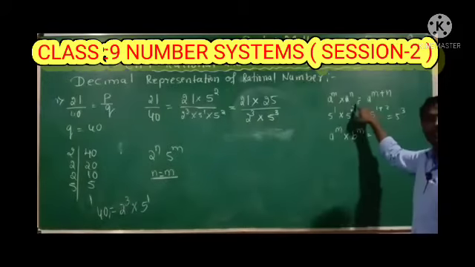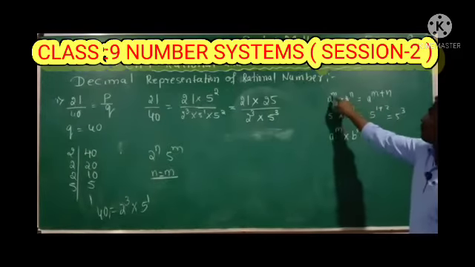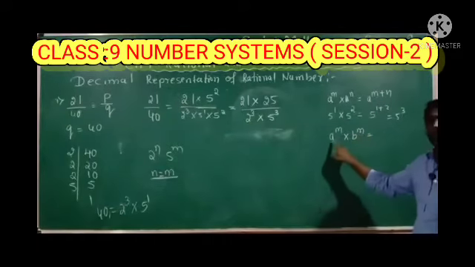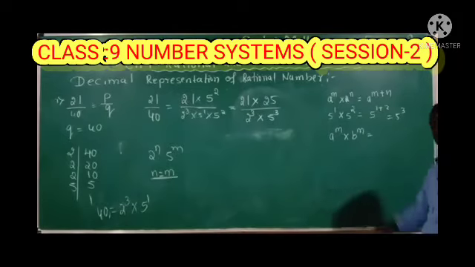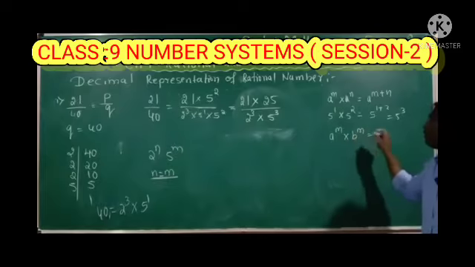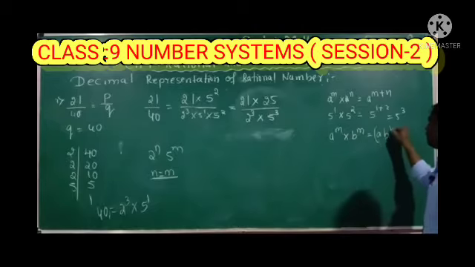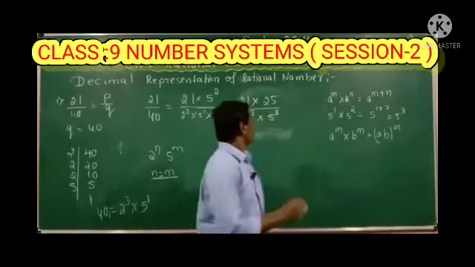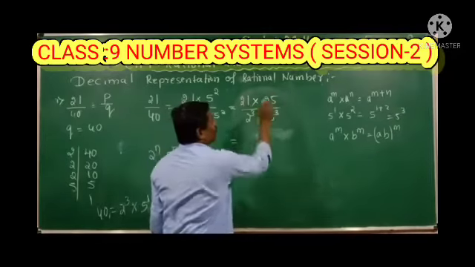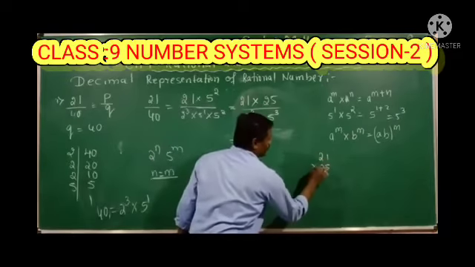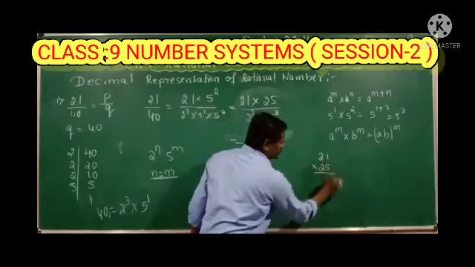In the first case, when the bases are the same, we add the powers. In the second condition, when the bases are different with common powers, m and m, we multiply the bases. So a into b raised to the power m. How can you write this? First multiply 21 into 25. 25 ones are 25.